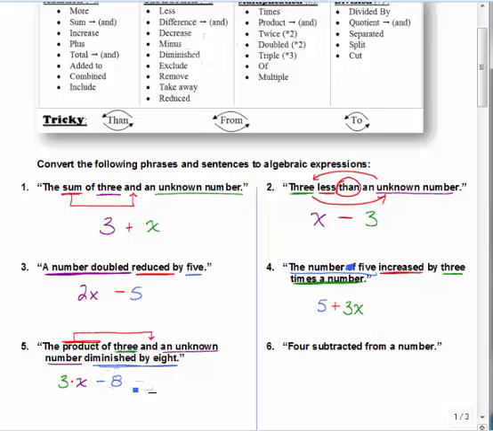So product sets up the word and. Then we had to take the product of 3 and an unknown number, that's 3 times x, and then we had to diminish that by 8.